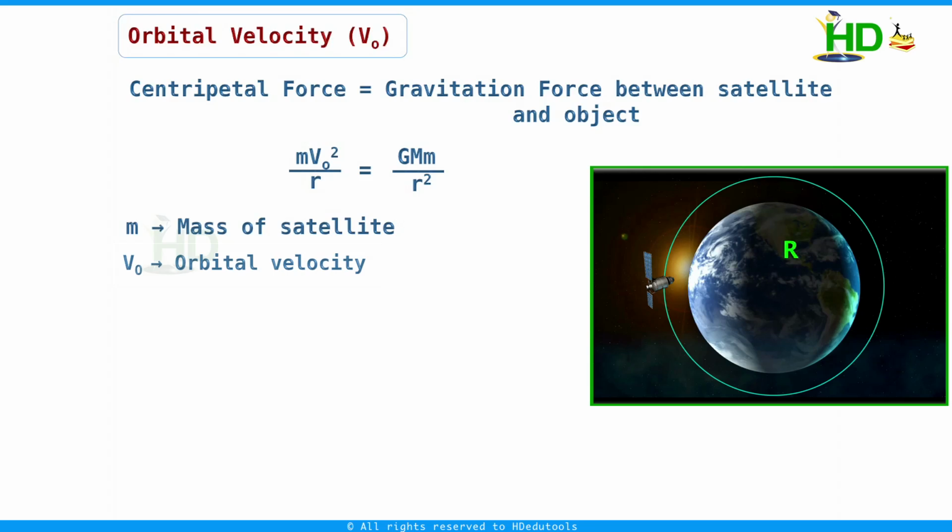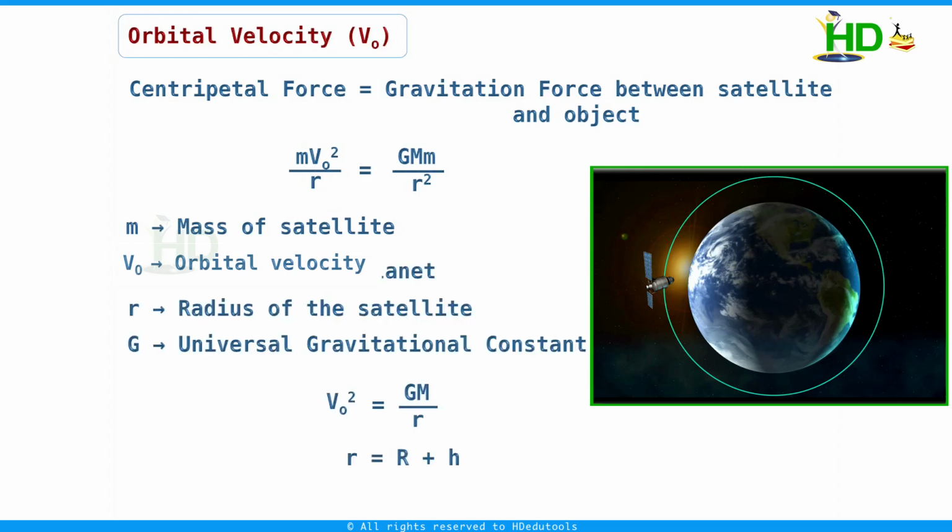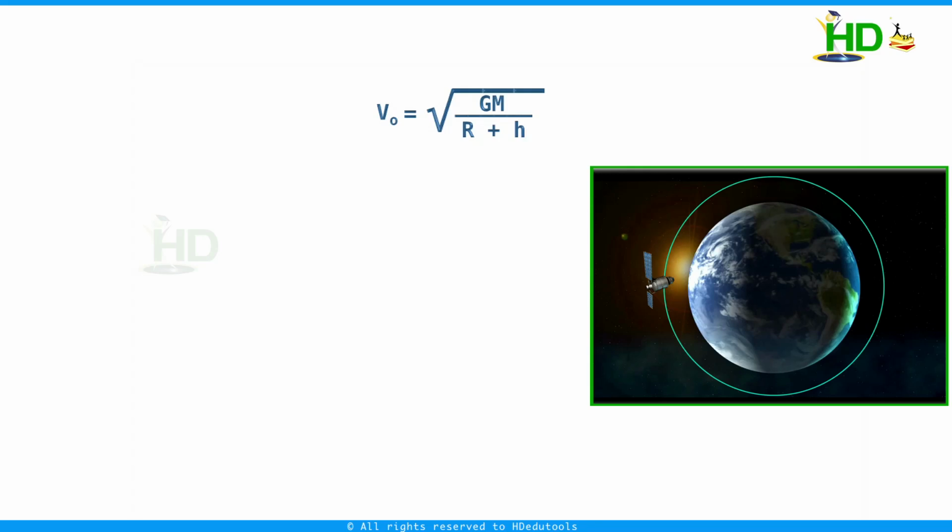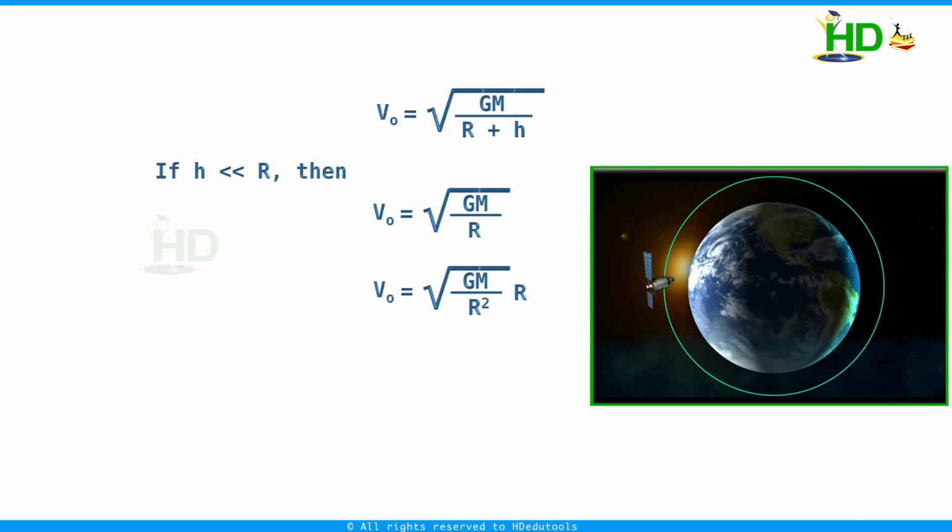But what is r? If capital R is the radius of the planet and h is the height of the satellite from the surface, then we can write small r equal to R plus h. Therefore, v0 equal to root of G M by (R plus h). If h is very small compared to capital R, that is, if the height is very small compared to the radius of the planet, then this can be written as v0 equal to root of G M by R. Already we know that the acceleration due to gravity on a planet, small g, equals G M by R square. Therefore, v0 equal to root of g into R.